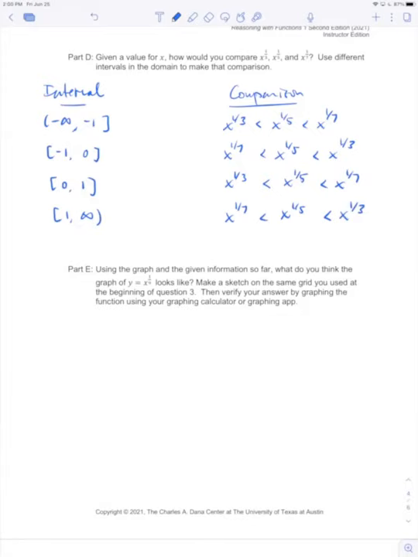Part E, using the graph and the given information so far, what do you think the graph of y equals x to the 1/9 looks like? And we're going to sketch this on the same grid that we did for question 3.